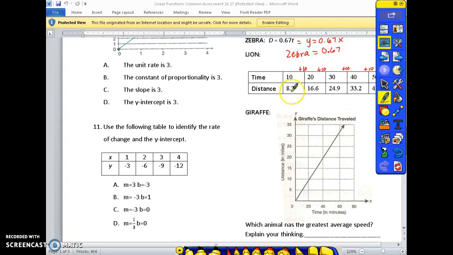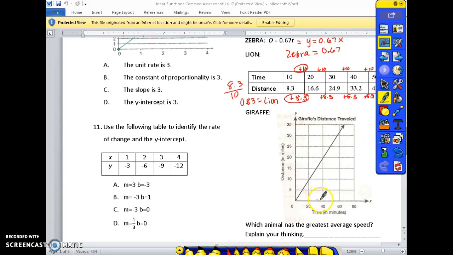For the lion, for x, we're increasing 10 minutes each time. And to get from 8 3/10 to 16 3/10, that is going to be 8 3/10 plus 8 3/10. We're going up 8 3/10 each time. To find the constant rate of change of a table, it's the change in y over the change in x. 8 3/10 divided by 10 is 83/100. And that's for the lion. That's his slope.